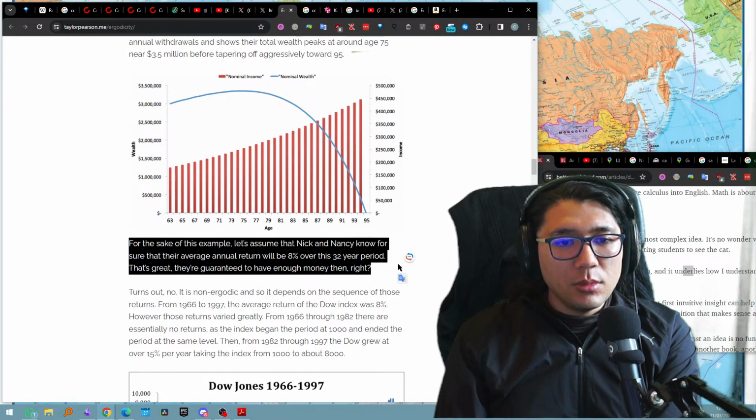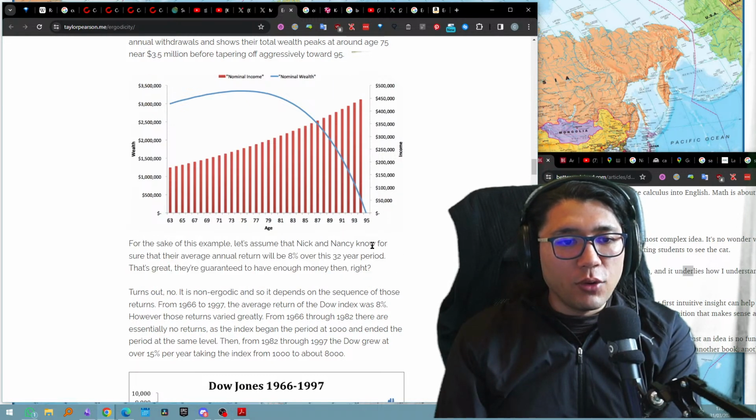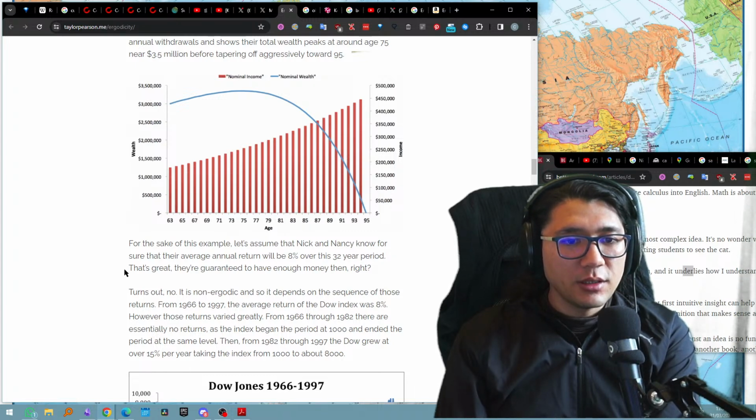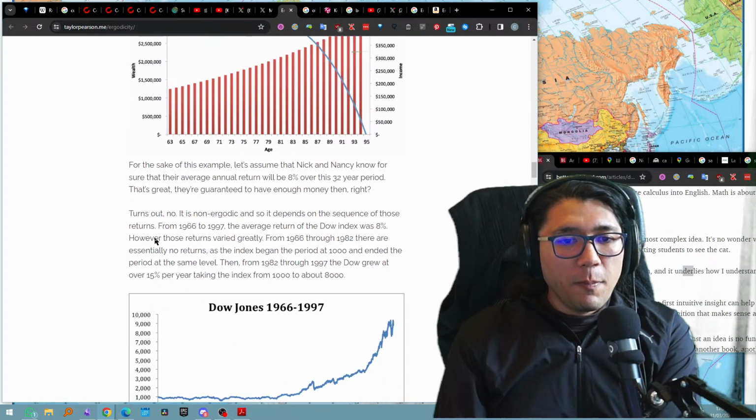For the sake of this example, let's assume Nick and Nancy know for sure that their average annual return will be 8% over this 32-year period. That's great. They're guaranteed to have enough money then, right? Turns out, no. It is non-ergodic, and so it depends on the sequence of those returns.